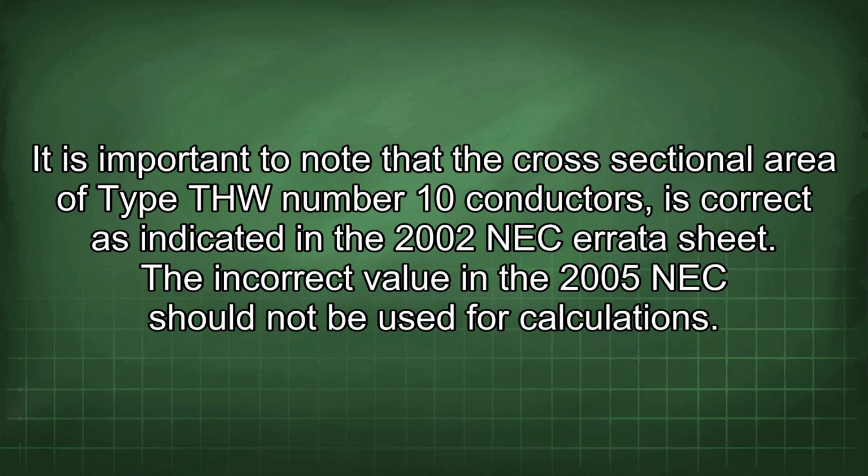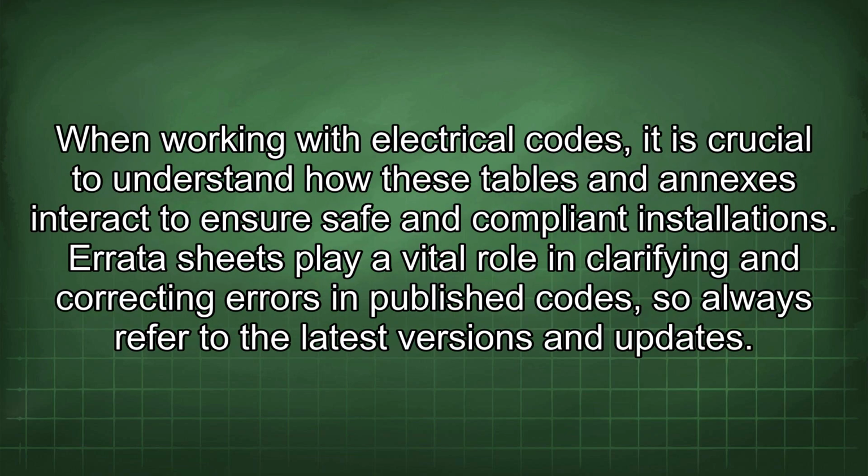It is important to note that the cross-sectional area of type THW number 10 conductors is correct as indicated in the 2002 NEC errata sheet. The incorrect value in the 2005 NEC should not be used for calculations. When working with electrical codes, it is crucial to understand how these tables and annexes interact to ensure safe and compliant installations. Errata sheets play a vital role in clarifying and correcting errors in published codes, so always refer to the latest versions and updates.